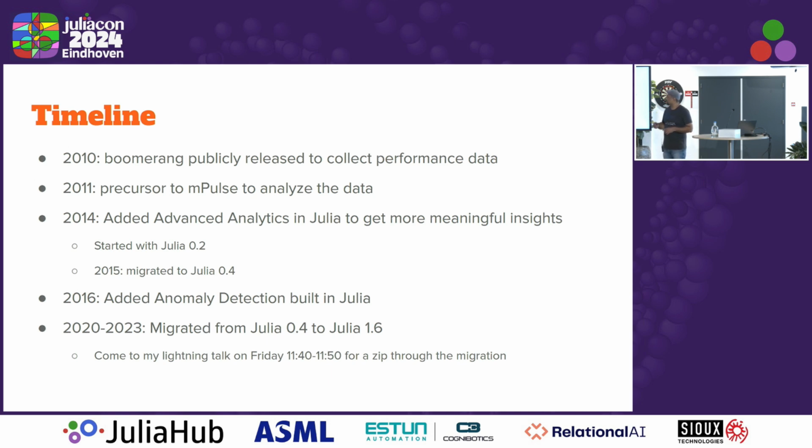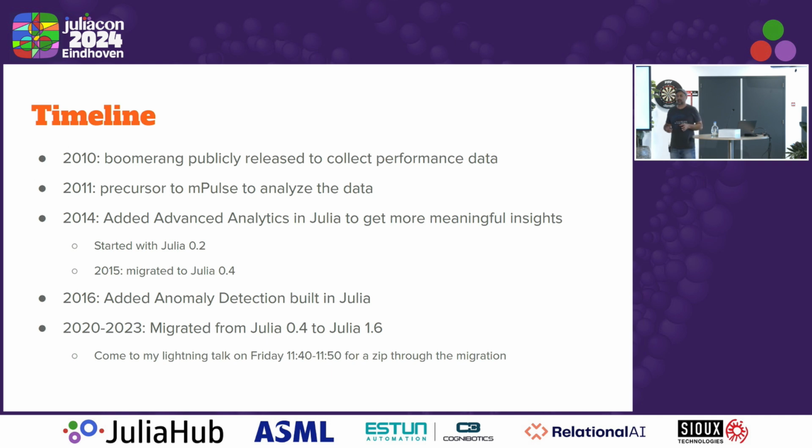In 2011, we built a precursor to mPulse. At that time, it was in Node.js, but we quickly moved to Java and scaled it out both vertically and horizontally. In 2014, we added the advanced analytics capabilities in Julia. At that time, Julia was 0.2. So things were changing very quickly with Julia, but our code base was fairly small. So we started with 0.2 and we migrated to 0.3 and 0.4 by 2015. So just in one year, we actually migrated our code twice to two versions of Julia.